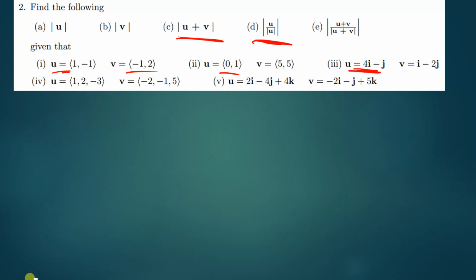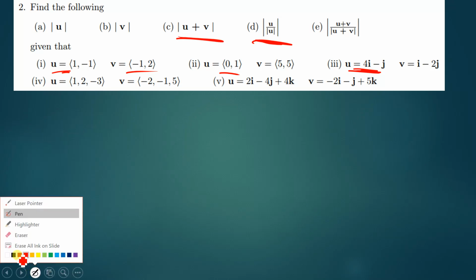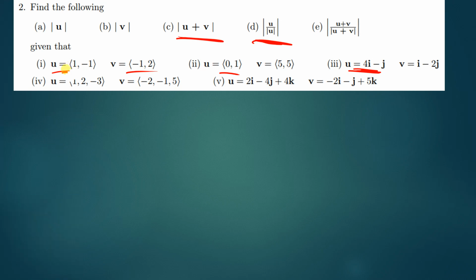Alright, so let me just change the color. Alright, so we start. Vector u has been given to be. Remember what I told you in the first video, that when you have these kinds of brackets, this represents a vector, but if you are using parentheses, it represents a point. Alright, so we have 1, -1.